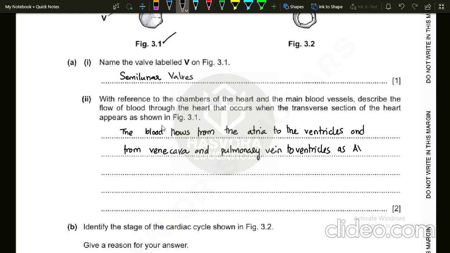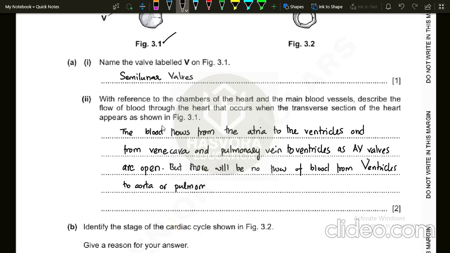As the AV valves are open, but there will be no flow of blood from the ventricle to the aorta or pulmonary artery, as the semilunar valve is closed. Okay, so this is your answer.